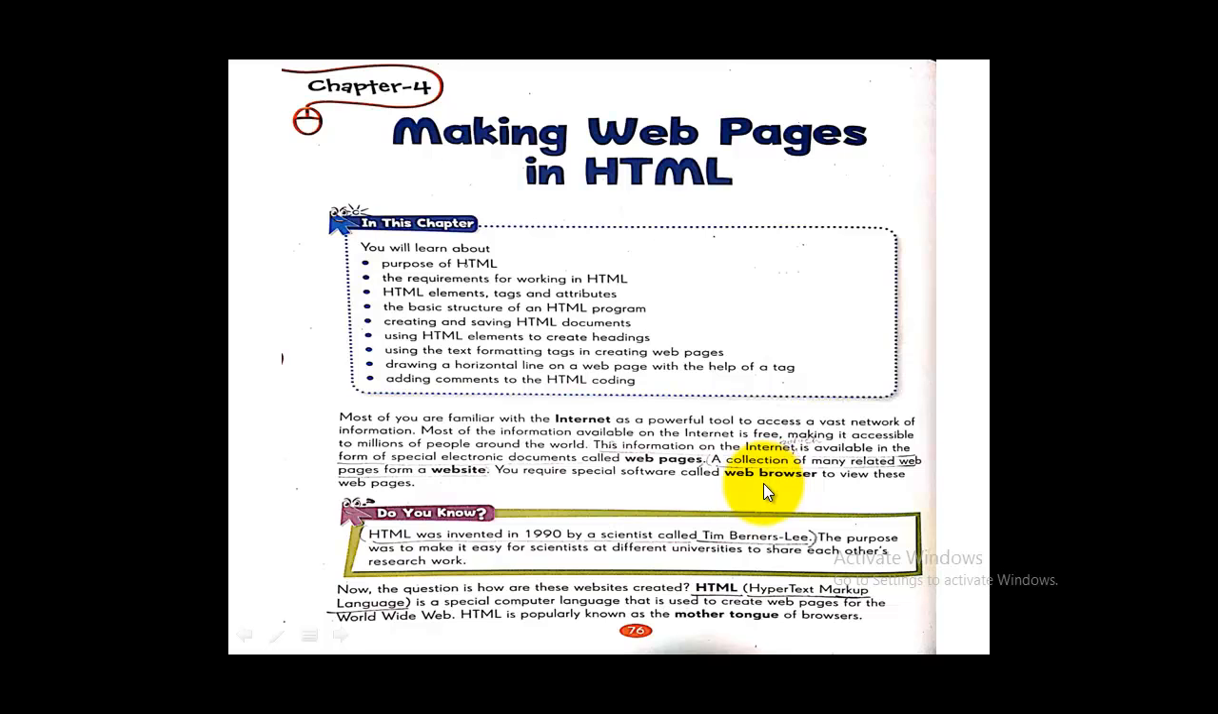The special software is the web browser: Google Chrome, Opera, Firefox, Internet Explorer. Different types of web browsers are there. Now, do you know that HTML was invented in 1990 by a scientist called Tim Berners-Lee? The purpose was to make it easy for scientists at different universities to share each other's research work.